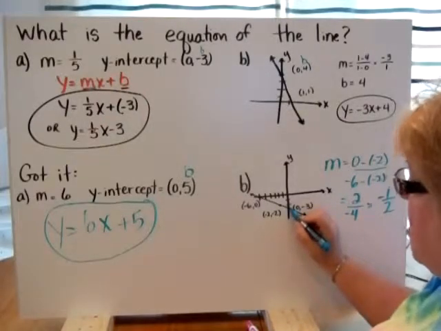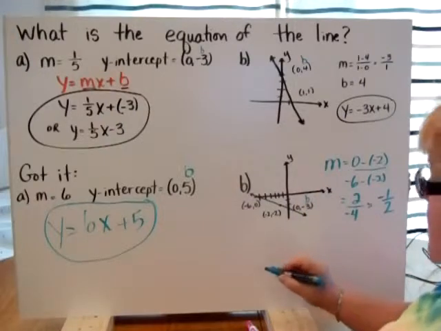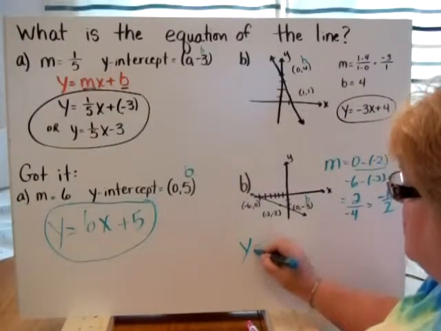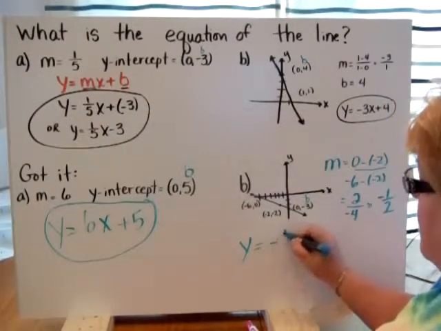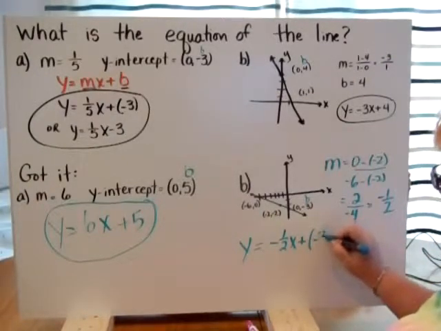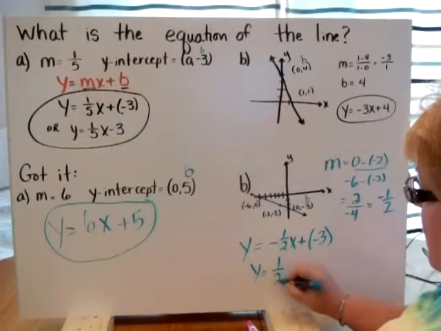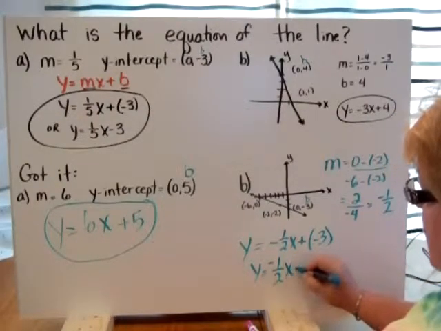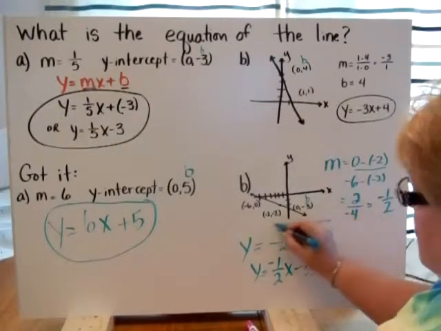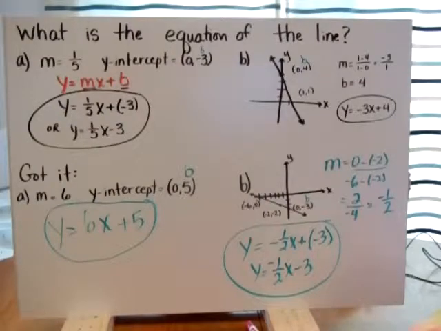And this point is on my y-axis, so I already know what my b is. It's negative 3. So plugging those in, I have y equals mx plus b, which I can write as y equals a negative 1/2 x minus 3. Either one of these forms is okay when you're writing out your answers.